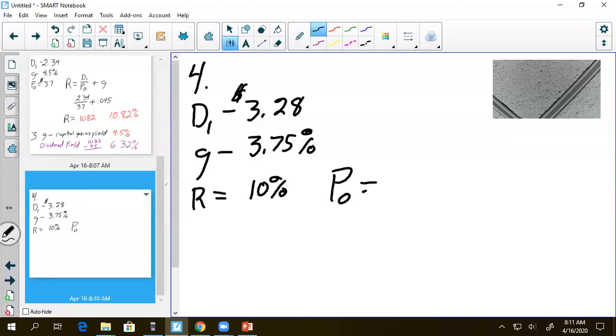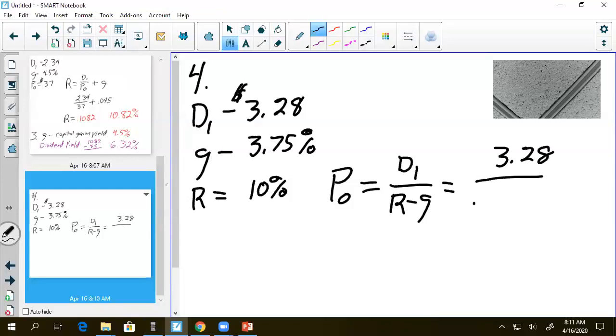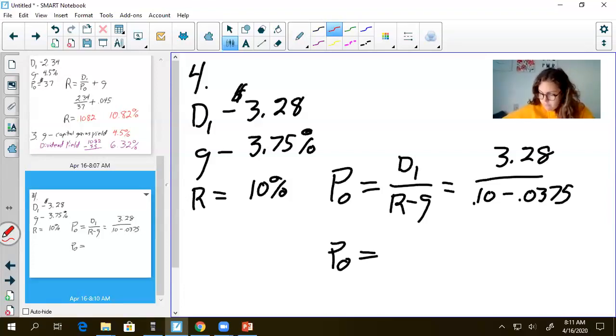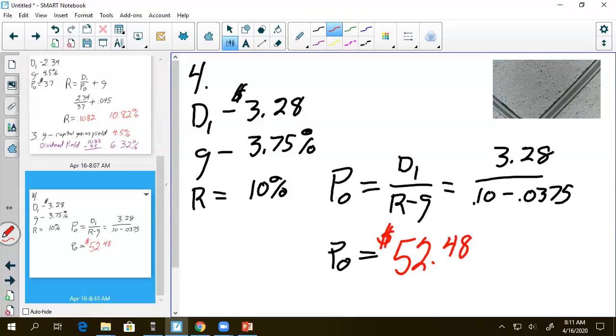So P0 equals D1 over R minus G. So we have 3.28 over 0.10 minus 0.0375. So what do we get for our price of this stock? 52.48. Okay. Very good. Excellent. Questions there? Is everybody good? Okay.